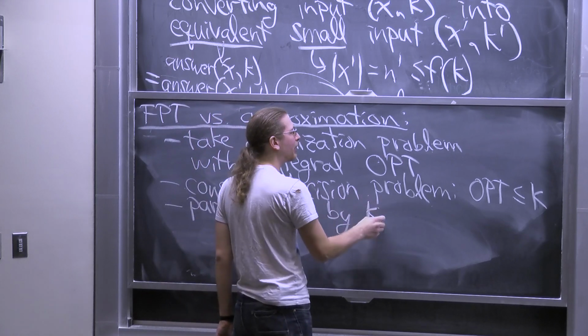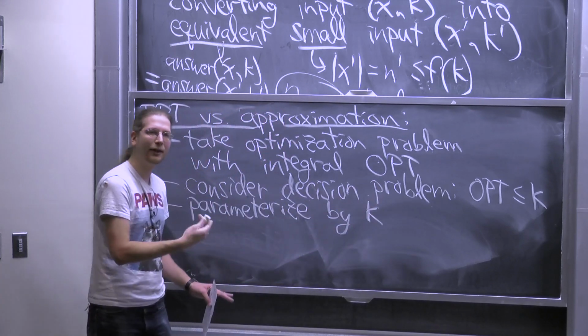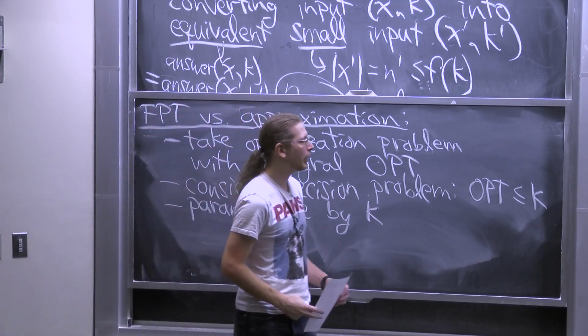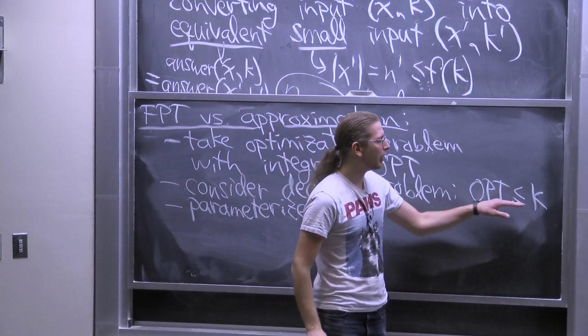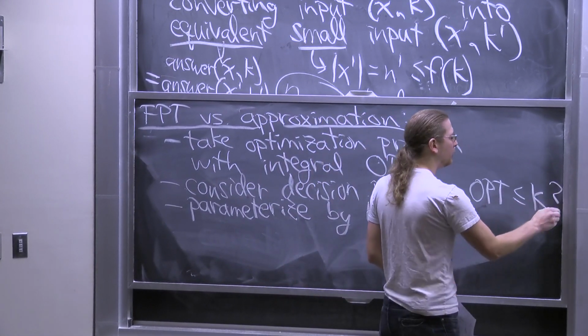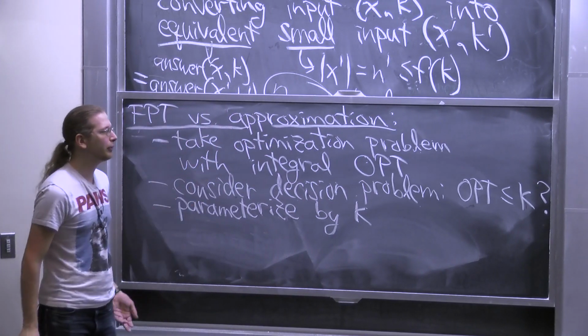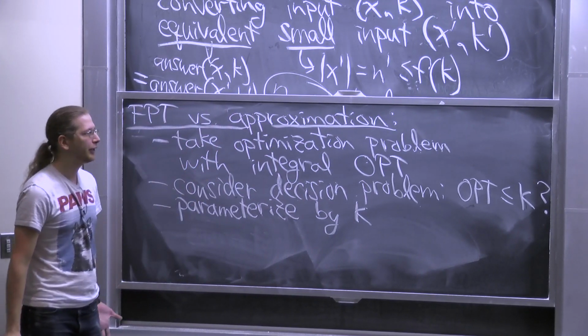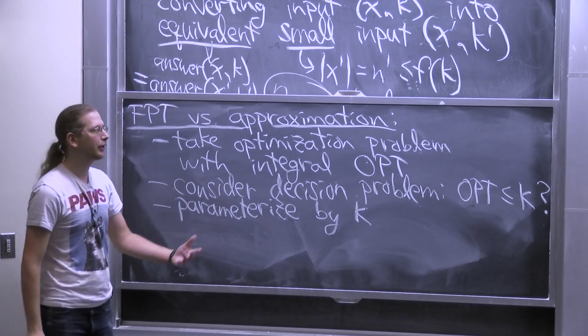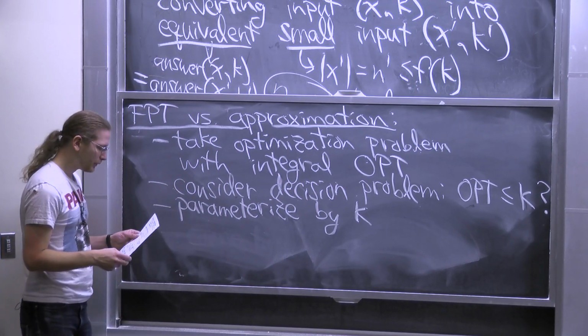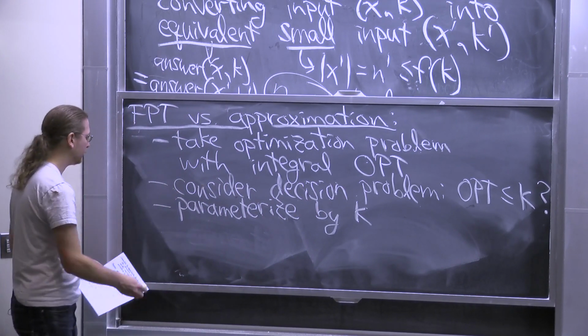In some sense, we're parameterizing by opt, but we're adding a layer of indirection. We're saying, well, we want to decide whether opt is less than or equal to k, question mark. And let's parameterize by k. That's similar flavor to what we had with vertex cover, if you're thinking of if we started with minimum vertex cover and converted it. Cool. Here's the theorem.